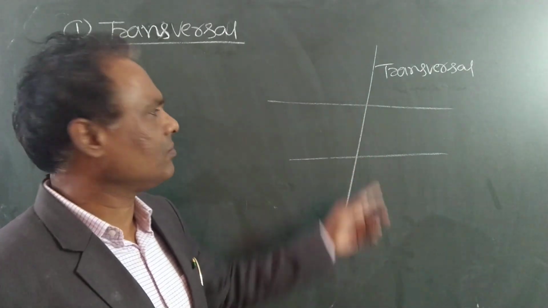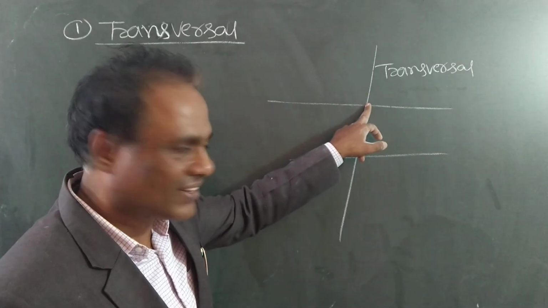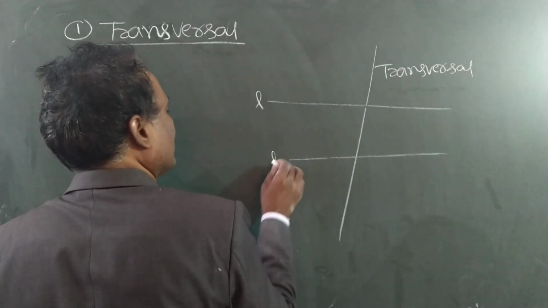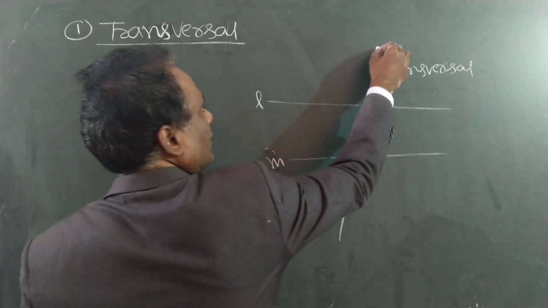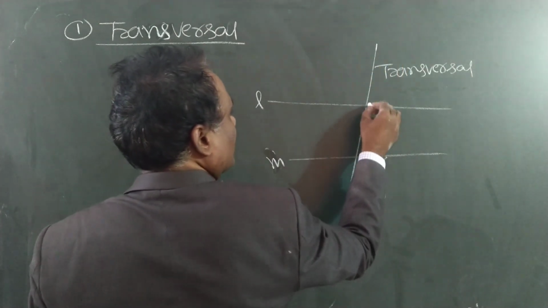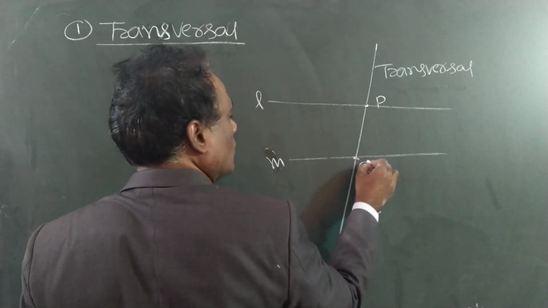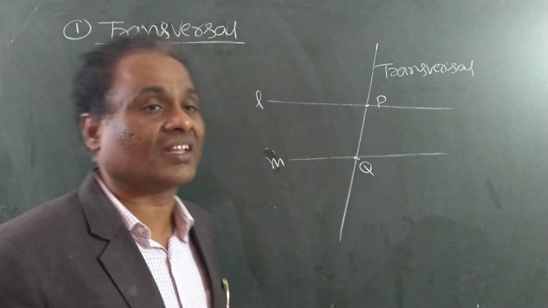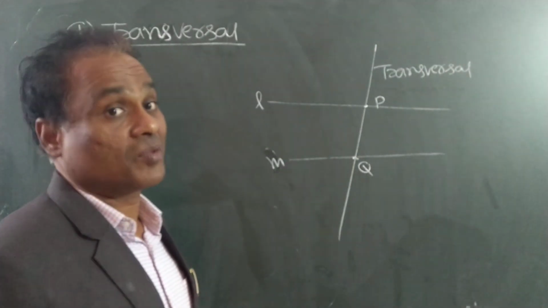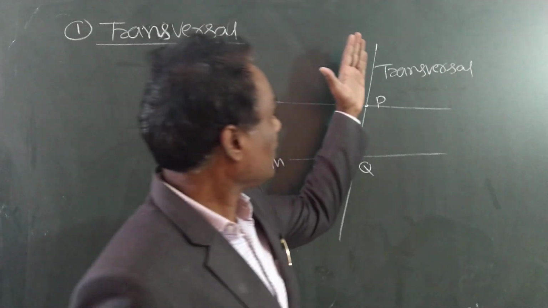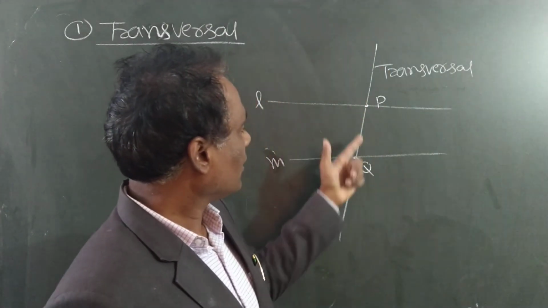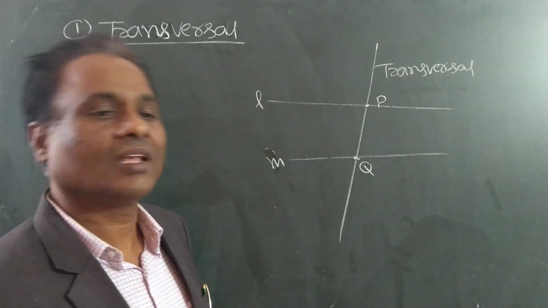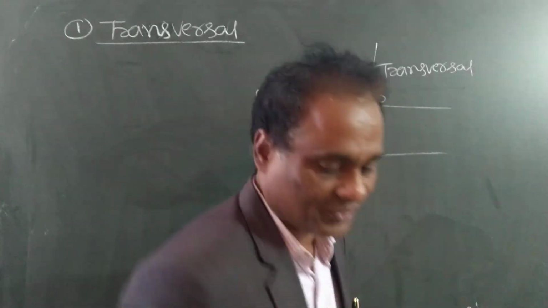A line which cuts or meets, say this line is meeting this first line at some point, and this second line. So this line is cutting the first line at say P and the second line at Q. So this line which is cutting these two lines is called transversal. This is the transversal. Very, very important concept in geometry. A line which cuts the given lines, meets the two given lines is called a transversal. Write down that definition.